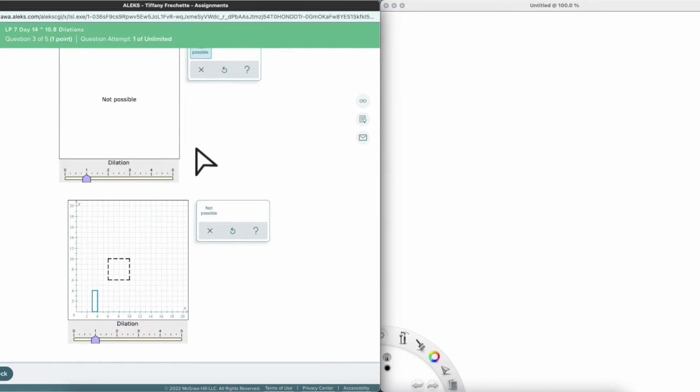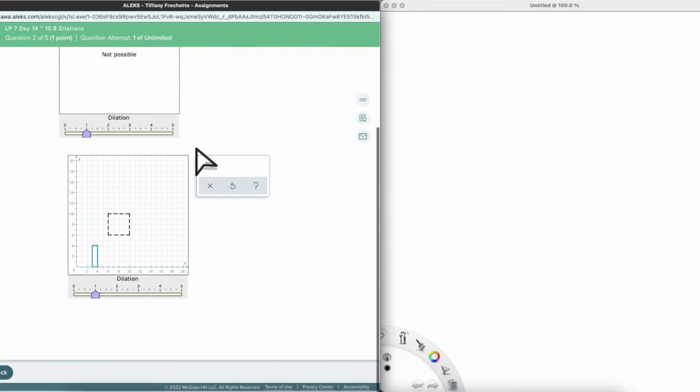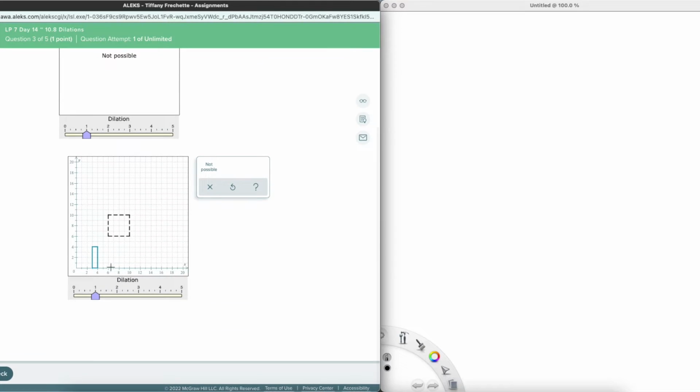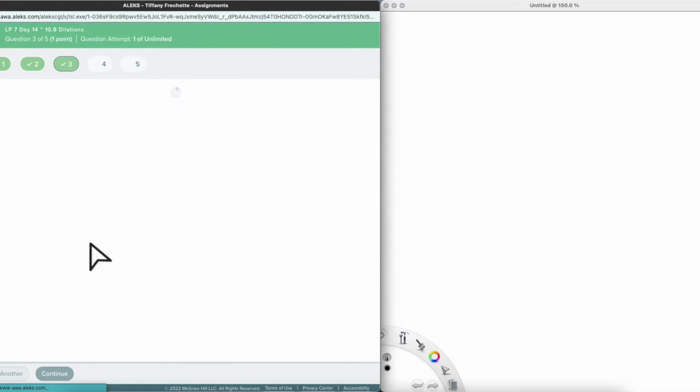And the same problem here, actually, it's kind of funny they gave us two of the exact same problem. This is definitely a rectangle and this is definitely a square. So again, it's not possible. So I'm going to go ahead and click check, and I'm going to try another one to see if we can actually get one that we get to dilate.